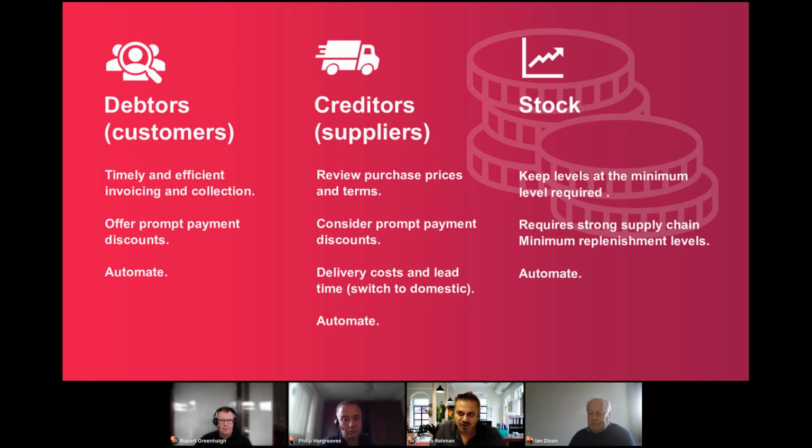Now, on the creditors side of things, I think, as you do with your own personal finances, you are looking at getting best value for money.